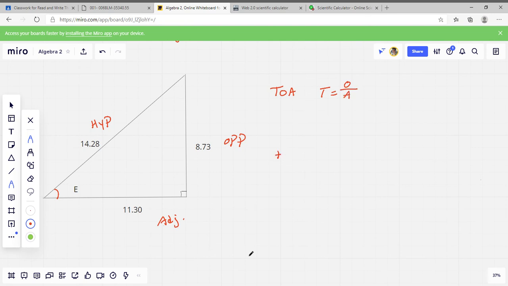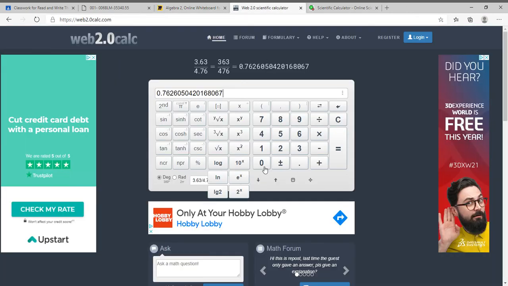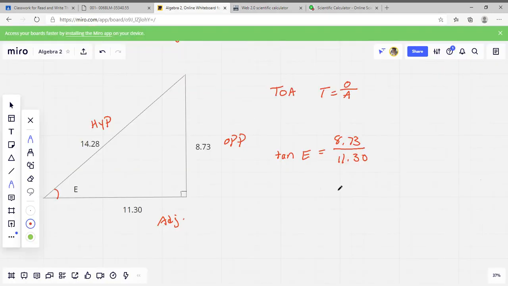So the tangent of E equals the opposite, which is 8.73, divided by the adjacent, which is 11.30. So 8.73 divided by 11.30 equals, and we get 0.77, and that's the correct answer for that one.